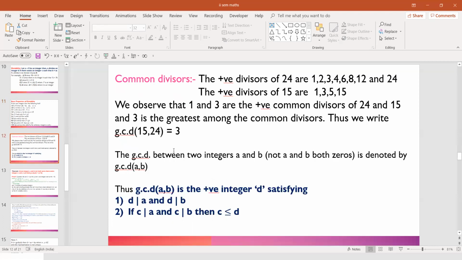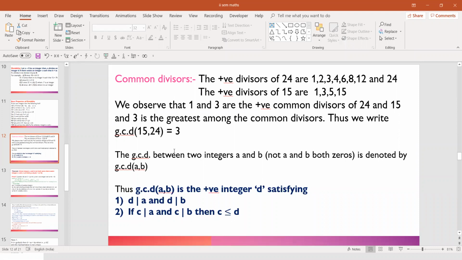Then we defined common divisors. Common divisors: divisors which are common. 24 divisors are listed. 15 divisors are listed. Then we have the list of common divisors. So among those, common divisors are 1 and 3. And which is the greatest among them? That is 3.